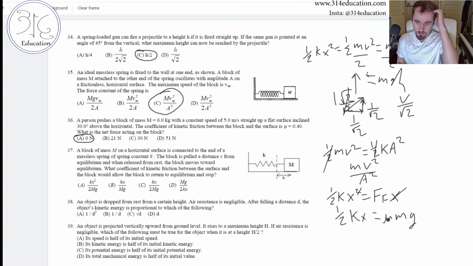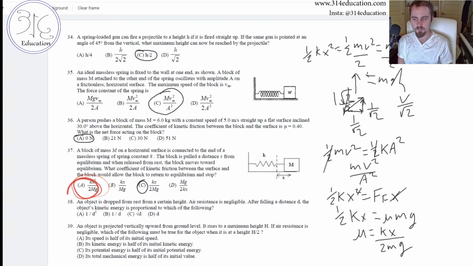We want to solve for mu in terms of x, so we'll just divide by m times g, giving us mu is equal to kx over 2mg. And that is C. Notice how it's not kx squared. A looks kind of promising, but we divided out one of the x's because this is the work done by friction. So we're traveling a distance x as we go.